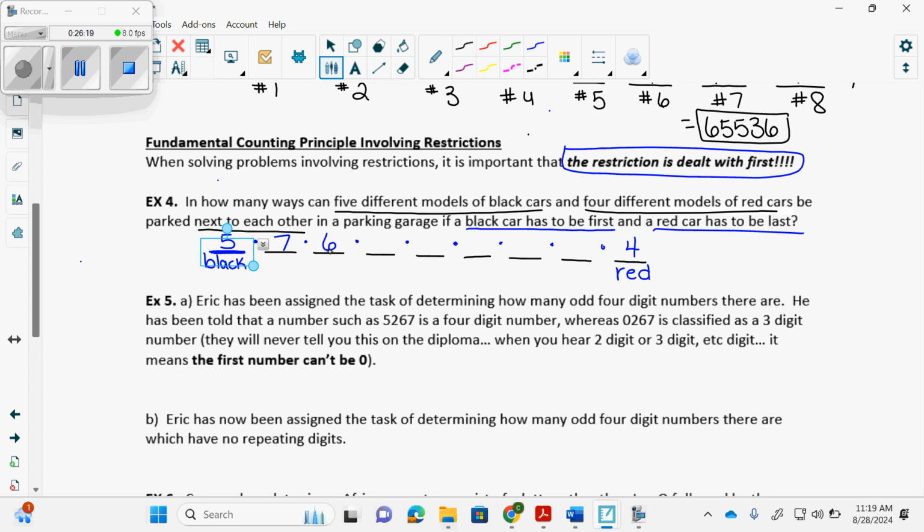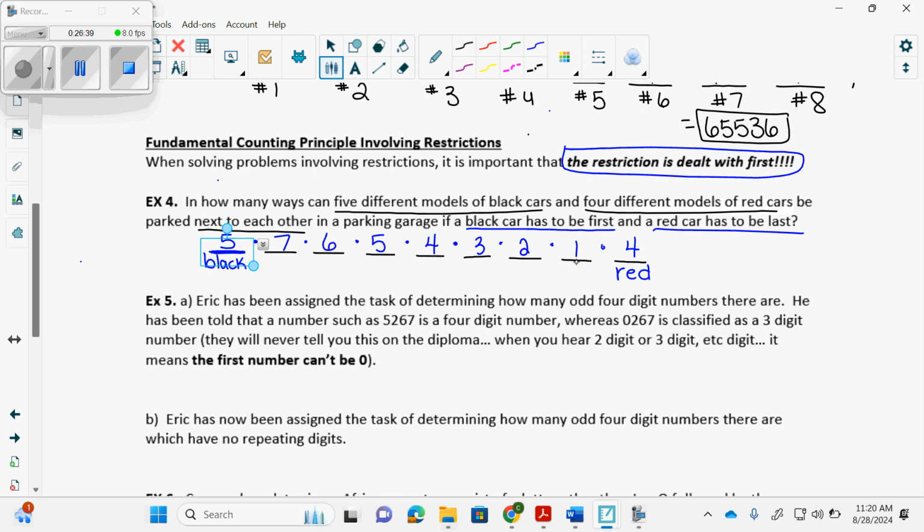Now I'm going to park a car there. So how many options do I have left for this one? Five. Park a car here. Four, park a car here. Three, park a car here. Two, park a car here. One. Now, pencils down so you can listen. That's something really super cool.